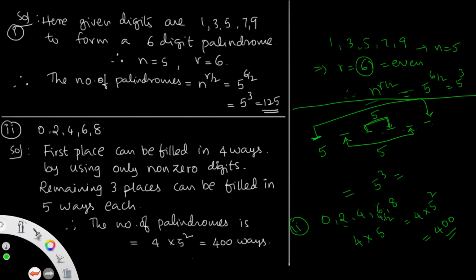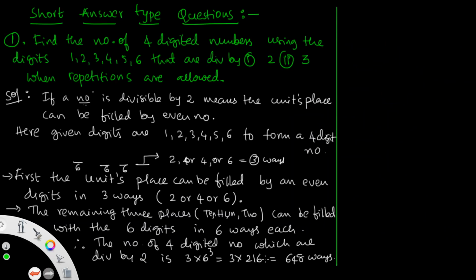In the same way, the short answer questions are there. First question: find the number of 4-digit numbers using the digits 1, 2, 3, 4, 5, 6 that are divisible by 2, and the second one is divisible by 3, when repetitions are allowed. The divisibility by 2 rule is there. If a number is divisible by 2, then to form a 4-digit number, the units place must be filled with even numbers.